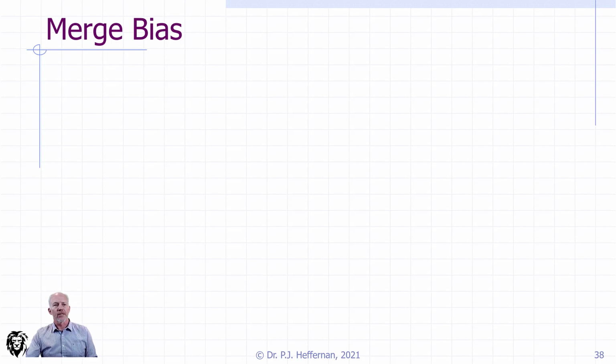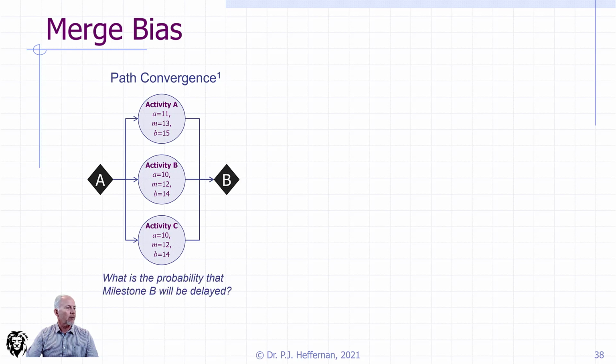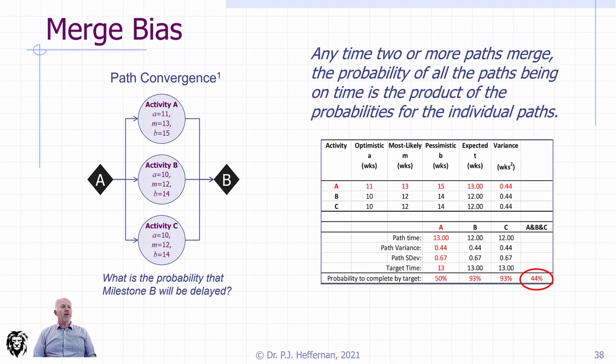So merge bias. We've been talking about merge bias before, but now what we want to do is to have a better look at the numbers. I've built up this construct before, and we were looking at what is the probability of milestone B being delayed. Now, I've changed the numbers from the PERT calculations a little bit going in so that they're not all exactly the same. The last time we looked at this, they were all the same. So what we know is that any time two or more paths merge, the probability of all the paths being on time is the product of the probabilities of the individual paths.